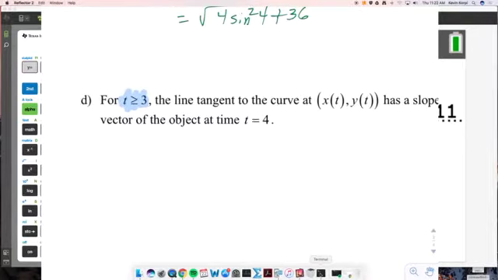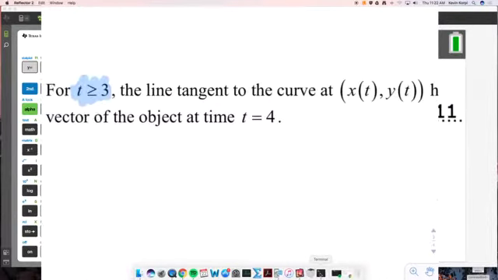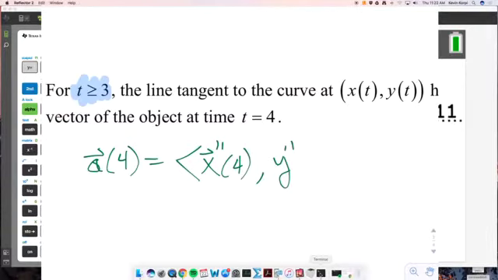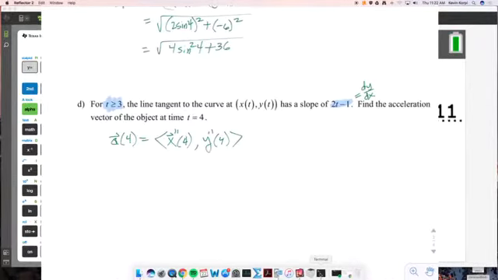All right, so begin with the end in mind. If you know where you're trying to go, you can work backwards from there. So I'm trying to find the acceleration vector at 4. I know from experience that that's going to be the derivative of velocity, but I don't have the velocity vector, so I'll just call it x double prime of 4, comma, y double prime of 4. Okay, so now if I can work on finding those independently, I'll have it.